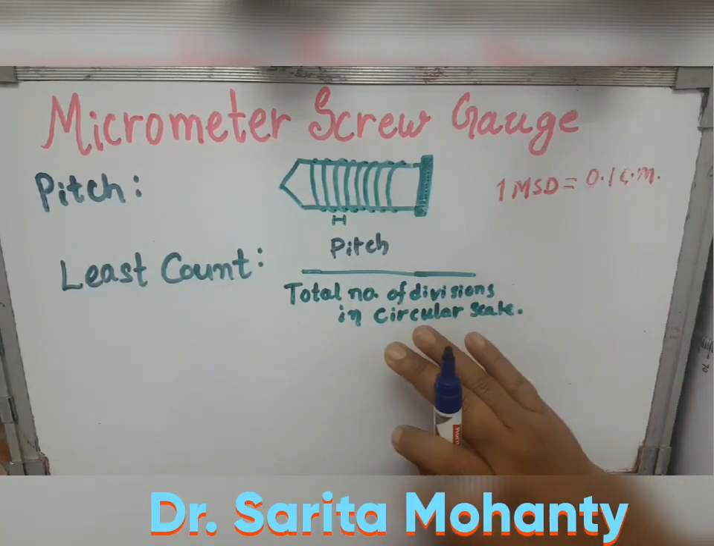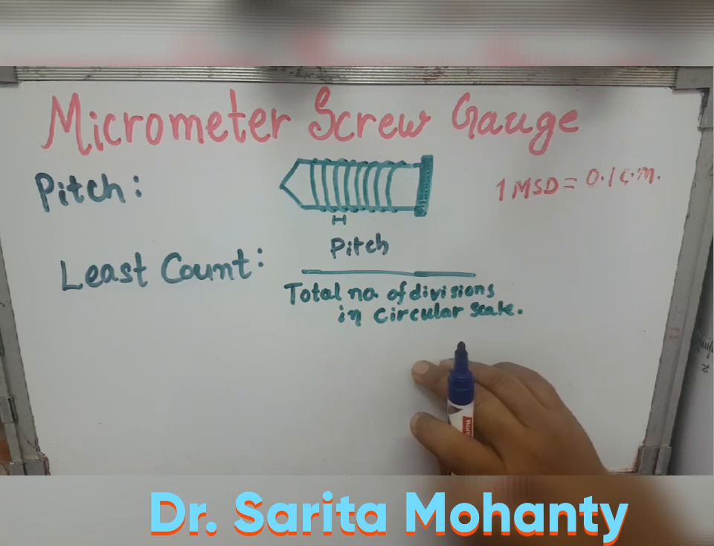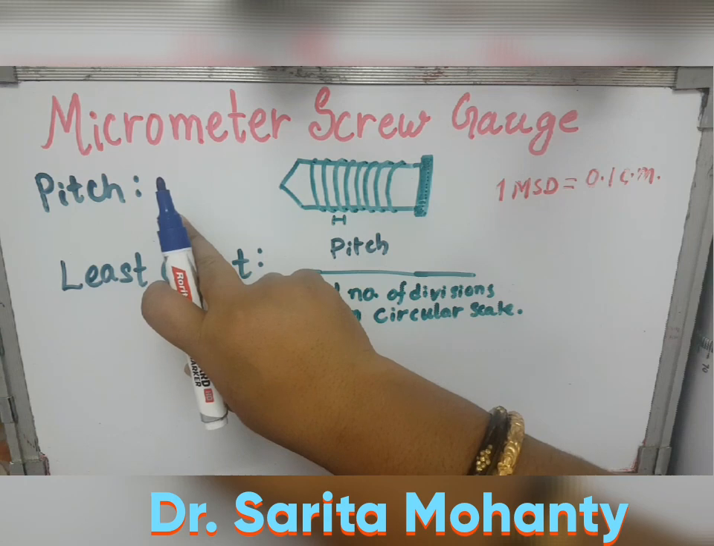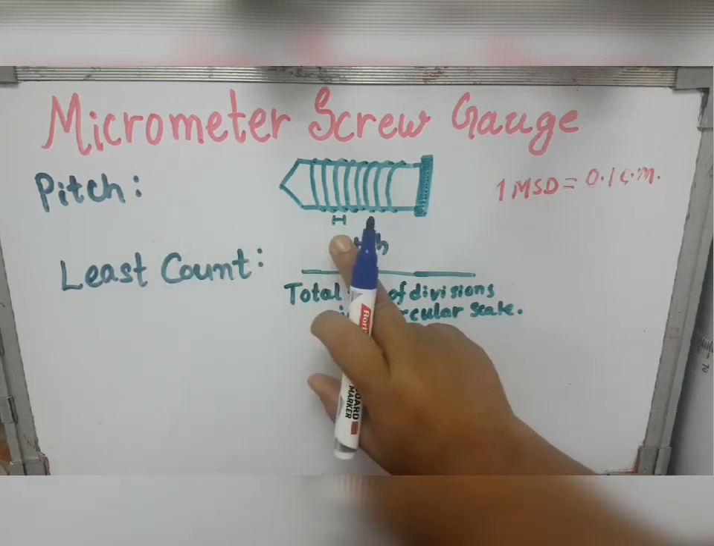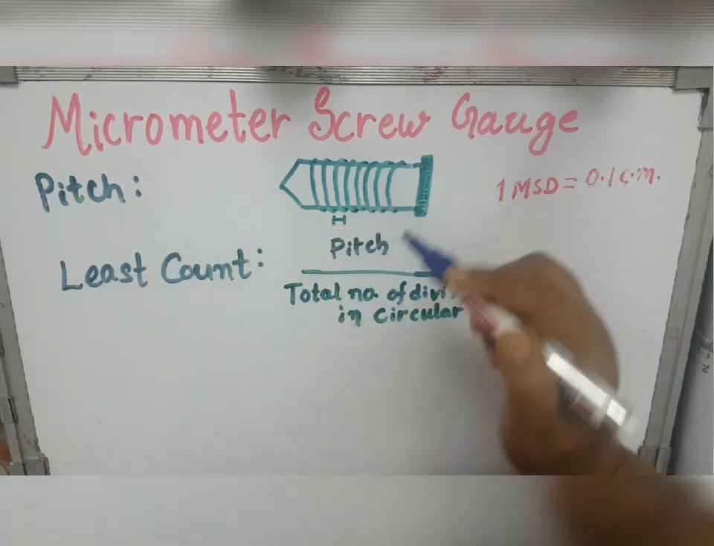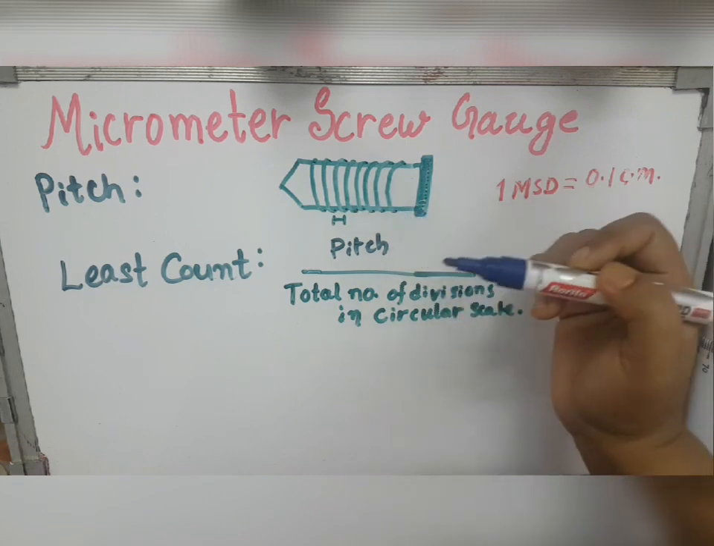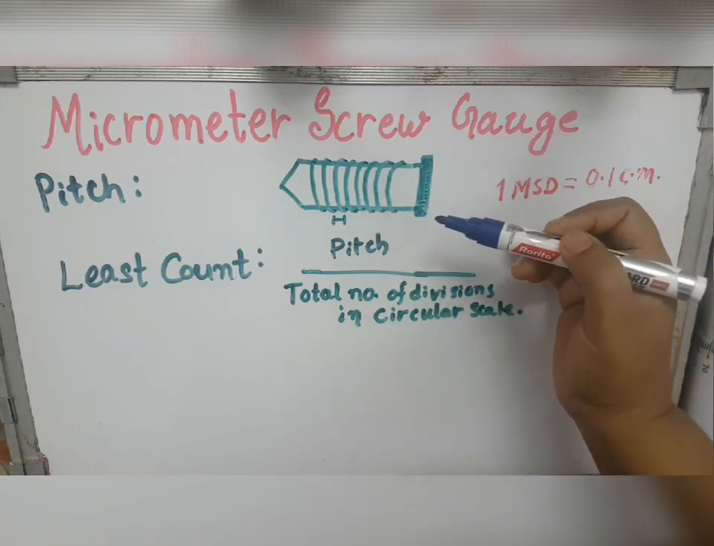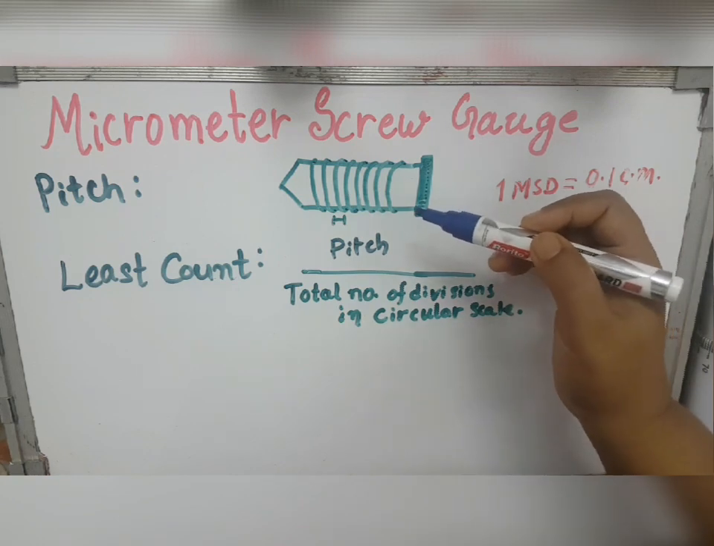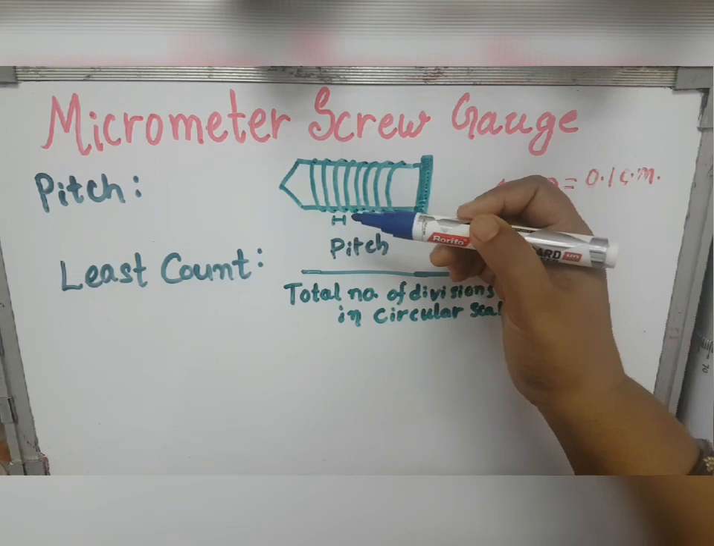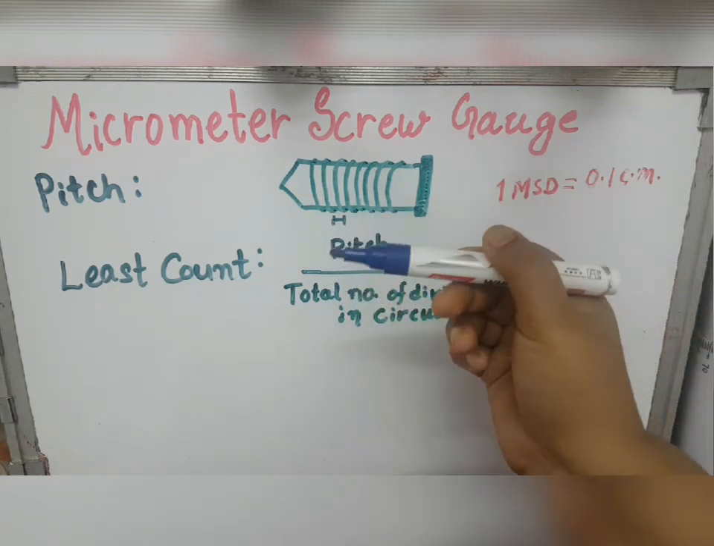Pitch and least count of micrometer screw gauge. Pitch of a screw is defined as the distance between two consecutive threads of a screw. It is also defined as the linear distance covered by the head of the screw for its one complete rotation.